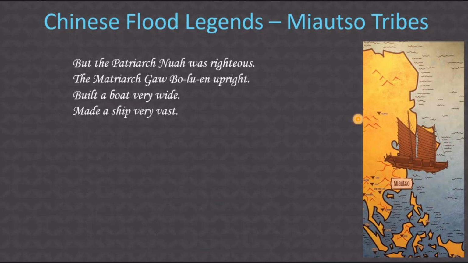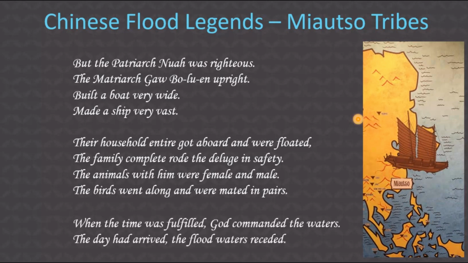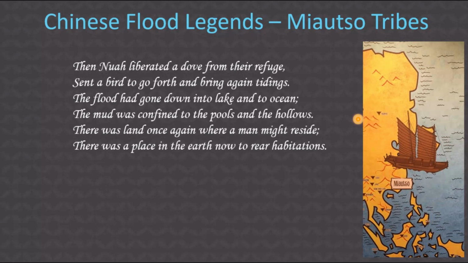But the patriarch Noah was righteous, the matriarch Gabolian upright, built a boat very wide, made a ship very vast. Their household entire got aboard and were floated. The family complete rode the deluge in safety. The animals with him were female and male. The birds went along and were mated in pairs. When the time was fulfilled, God commanded the waters. The day had arrived. The flood waters receded.